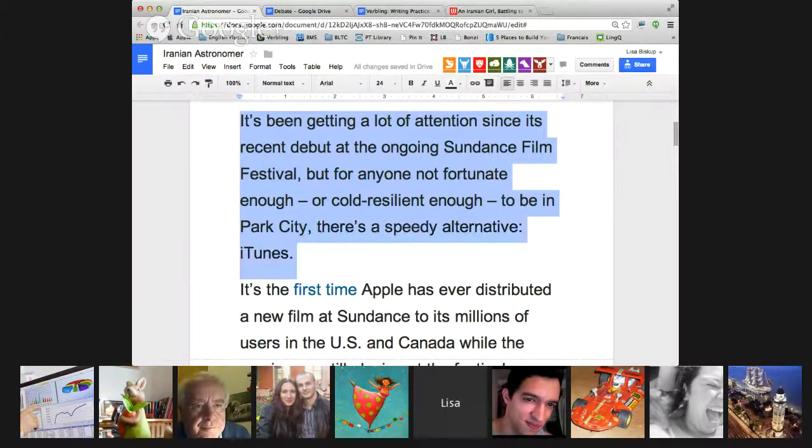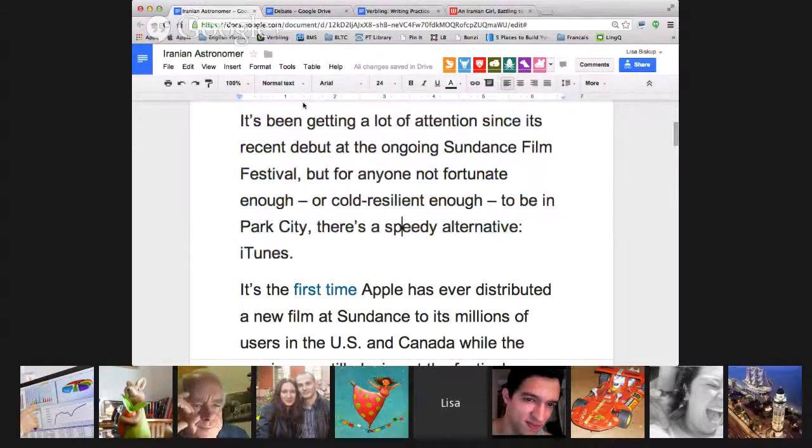It's been getting a lot of attention since its recent debut at the ongoing Sundance Film Festival. But for anyone not fortunate enough or cold resilient enough to be in Park City, there is a speedy alternative, iTunes.